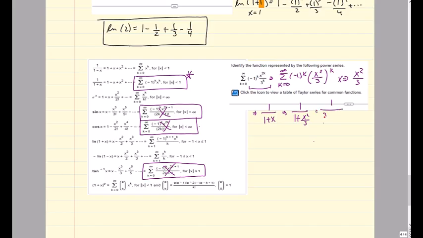Now rewriting, I'm going to find a common denominator of 3 in the denominator, and when you divide by a fraction you multiply by the reciprocal, so this flips. So I'm left with 3 over x squared plus 3. So that's the function that this series notation comes from. Okay, so this is the power series it comes from.